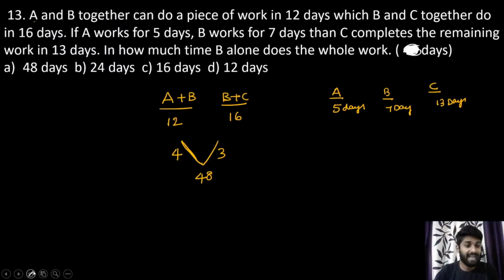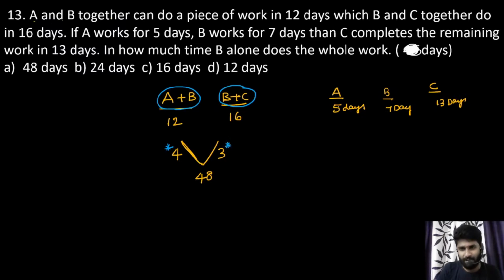In this way you just analyze yourself. What is the analysis here? See, combinedly I can say, guys, the efficiency of A and B is exactly equal to 4 units. Combinedly, B and C efficiency is exactly equal to 3 units.